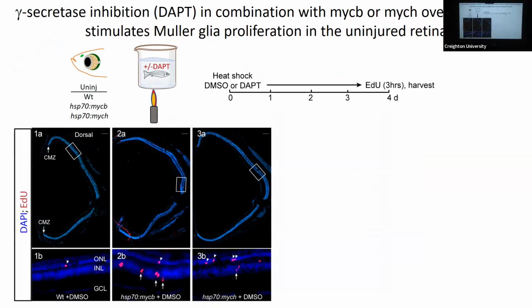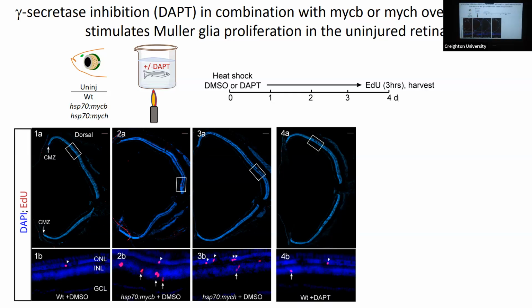First of all, this is the retina treated with DMSO, not much happening here. This is a rod progenitor. It has nothing to do with regenerating the retina. It's a precursor to rods. This is Müller glia dividing when we force the expression of MYC. So there's a little bit of increase in proliferation. And we actually see that also with MYC-H. So MYC-B and MYC-H can increase proliferation a little bit. DAPT doesn't do much, a little bit of an increase, but not much.